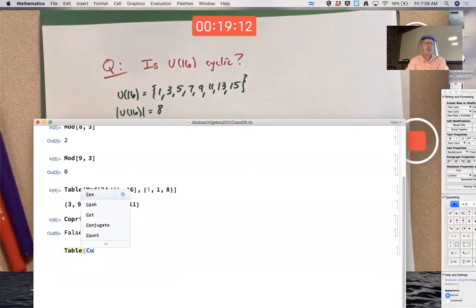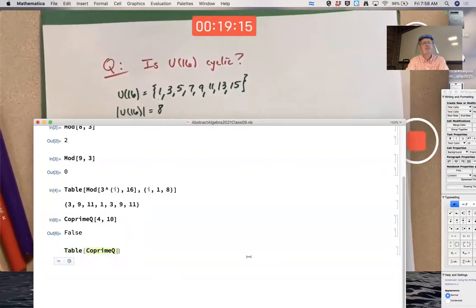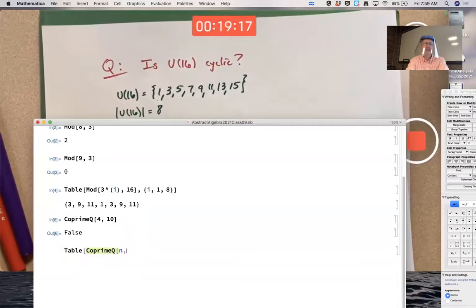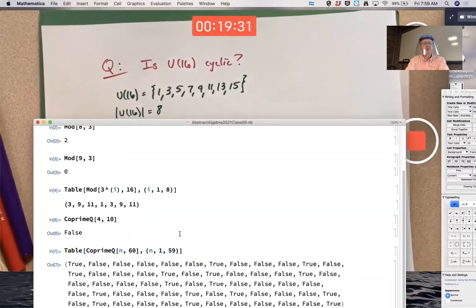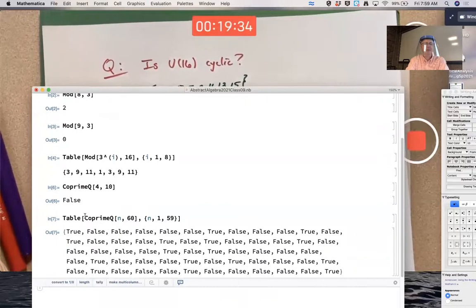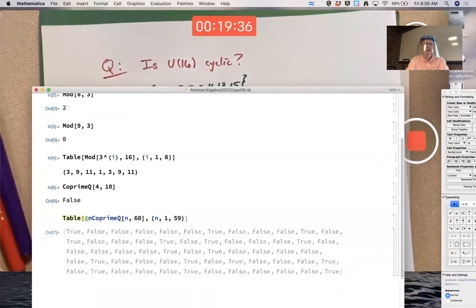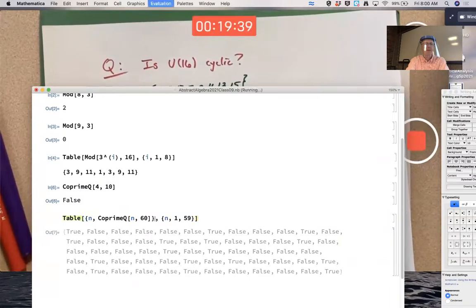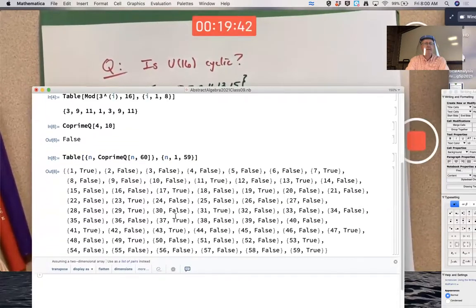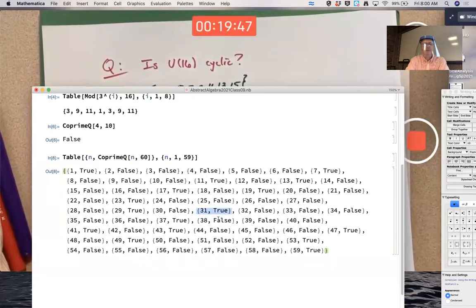I could go table coprime. If I'm thinking about U60, what numbers n, say, less than 60, positive integers n, are relatively prime to 60? Let n go from 1 to 59. Get a bunch of trues and falses. Maybe that's not so helpful because you don't see what number they're going with. If we also made a list in here telling you what n was each time, every time you see a true, that's then an element of U60, like 31, 37, those are also prime numbers.